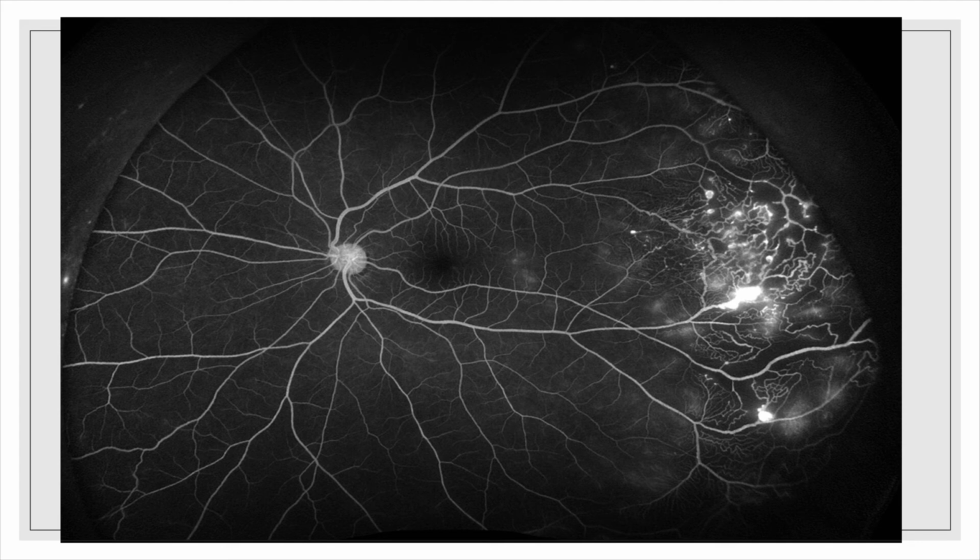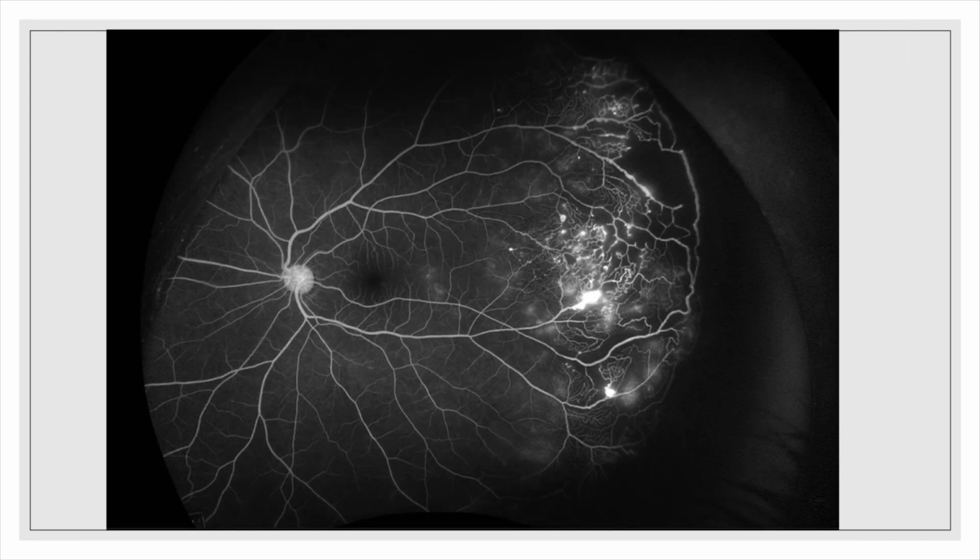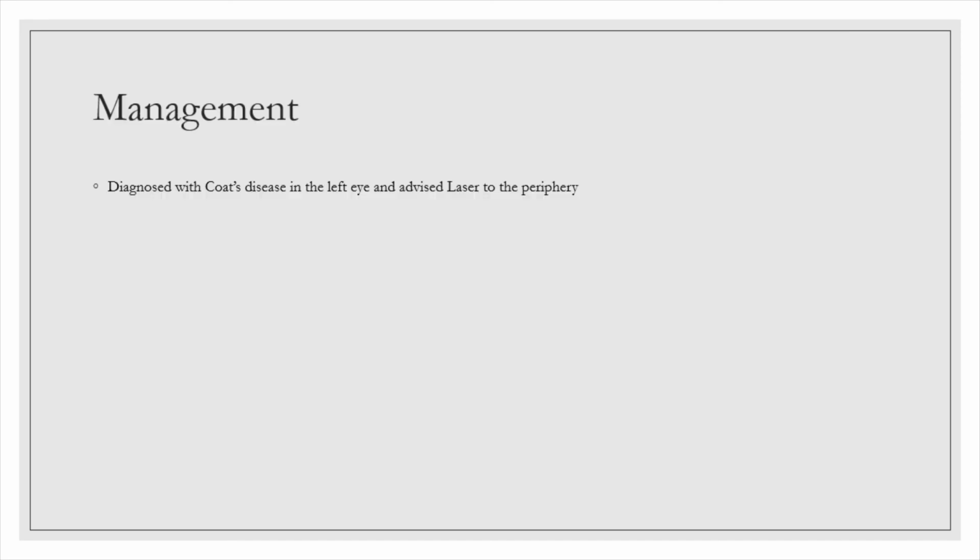In the left eye, predominantly, you can see some level of leakage near the macular area, a lot of telangiectatic vessels, these light bulb aneurysms, and shunting is also present. Also, you can note the peripheral non-perfusion area. So he was diagnosed with Coats and was advised laser to the peripheral CNP areas.